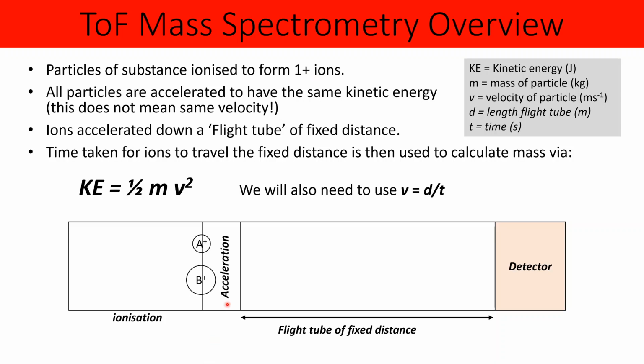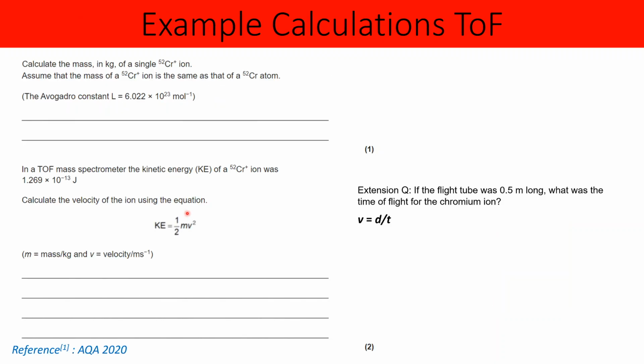Then what we're going to do is accelerate the particles. We're going to accelerate them so they all have the same kinetic energy, but remember, depending on your mass, that will result in a different velocity. So, there we go, look at that. Particle A hit the detector way earlier because with that fixed amount of kinetic energy and its smaller mass, it resulted in a larger velocity. Whereas particle B, with that fixed amount of kinetic energy and its larger mass, resulted in a smaller velocity or a slower velocity.